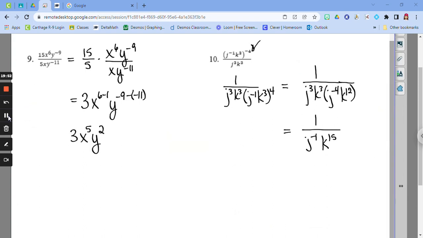I still have a negative exponent. So if the negative was in the top, we'd move it to the bottom. If the negative's in the bottom, where does it go? To the top. So that becomes j to the 1 up here of 15. So we're going to take this and move it up the other direction. So it's now a positive exponent. Okay. It's still going to work out the same way, no matter which way you do it.